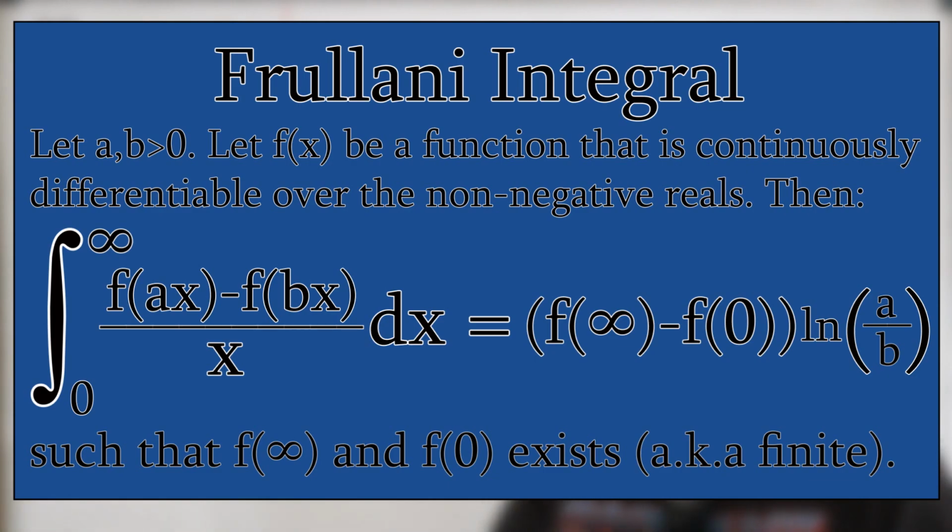of f of ax subtract f of bx divided by x dx is going to equal f of infinity subtract f of 0, multiplied by ln of a divided by b, with the condition that f of infinity actually exists and is finite. That can also be the same thing applied for f of 0 as well, if that exists.